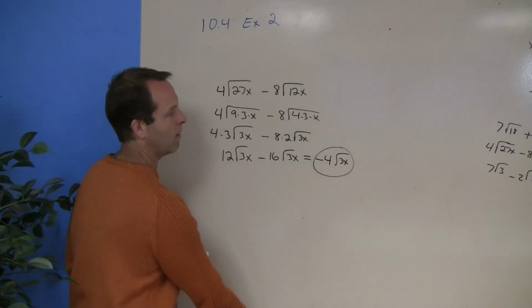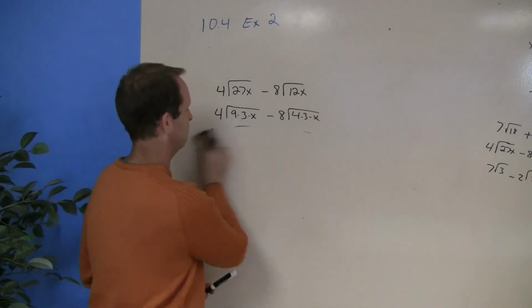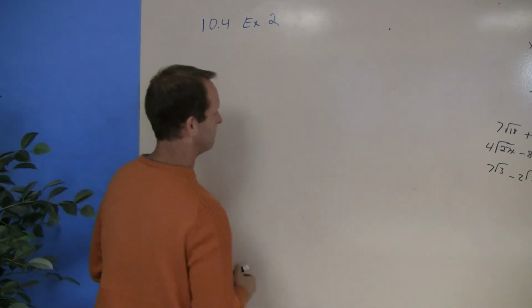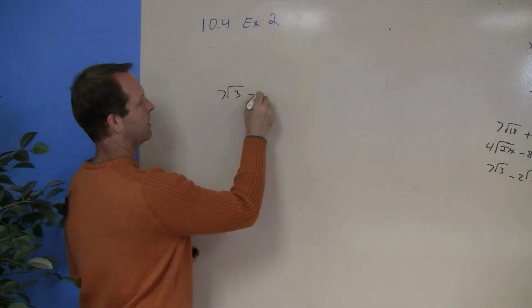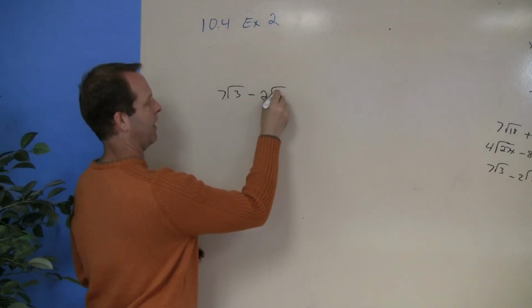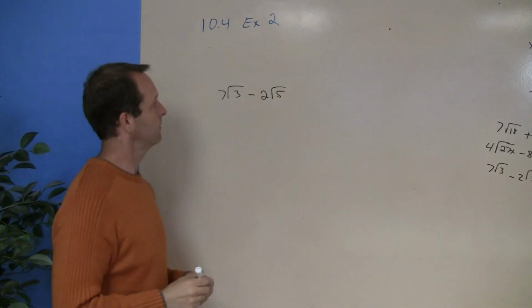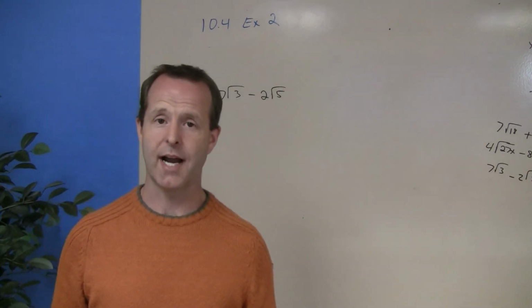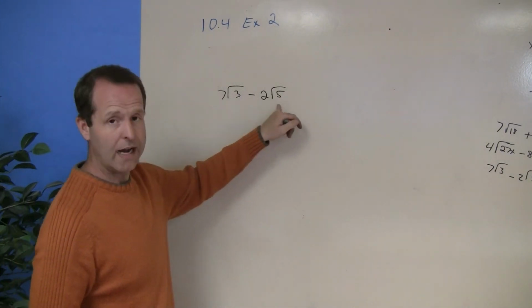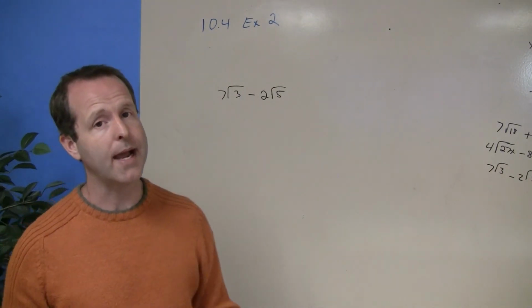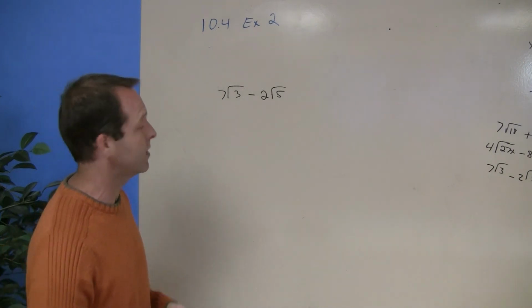One more problem for you. I have 7 square roots of 3 minus 2 square roots of 5. I want to add those together, or subtract them. Can't subtract them because they have different radicals. Square root of 3, square root of 5. The only thing I can look at is maybe I could rearrange them and reduce that down, or simplify them in such a way.